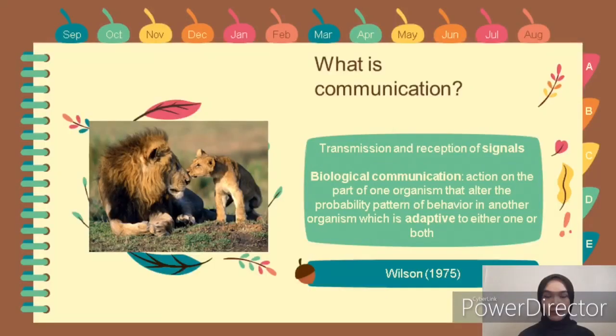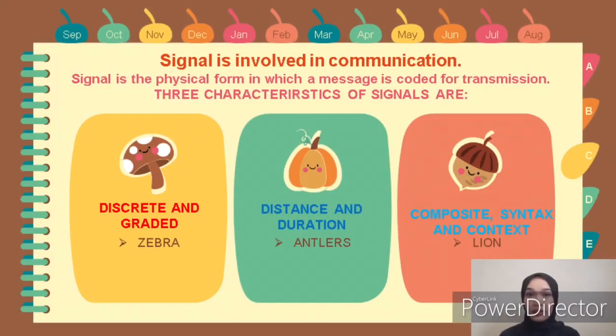Now, I will explain more about communication itself. To be very simple, communication, defined by Wilson in 1975, is the transmission and reception of signals. Before that, as I explained earlier, communication in animals needs a signal. So now I am going to explain what a signal is. A signal is one in which a message is coded for transmission. Three characteristics of signals include discrete and graded, distance and duration, and also composite, syntax and context. I will explain animals that suit these three types of signal after this.